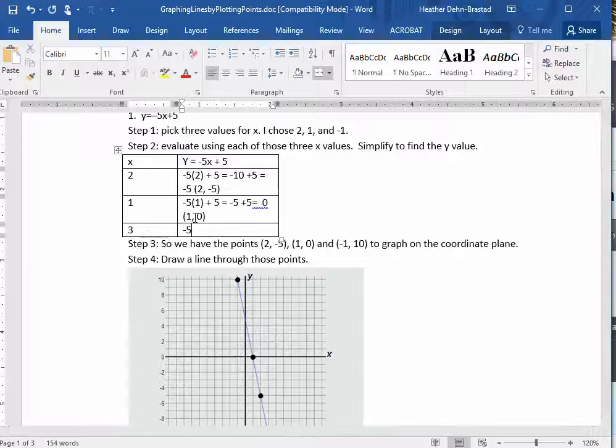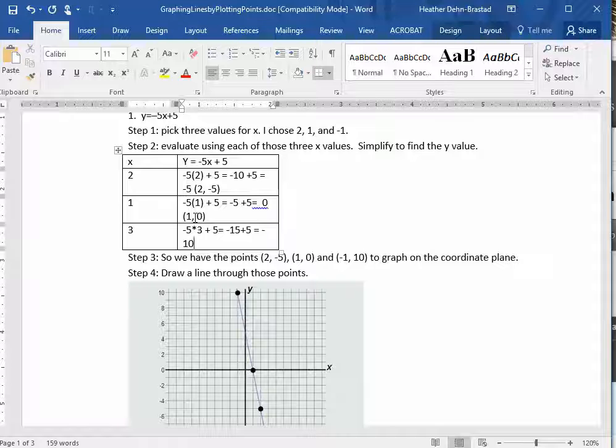So I go -5 times 3, and then I have to add 5 to that. So -5 times 3 is -15, and then I would add 5, and I would get -10, because -15 plus 5 is -10. So my point, the x-coordinate is 3, that comes from here, and the y-coordinate is -10.